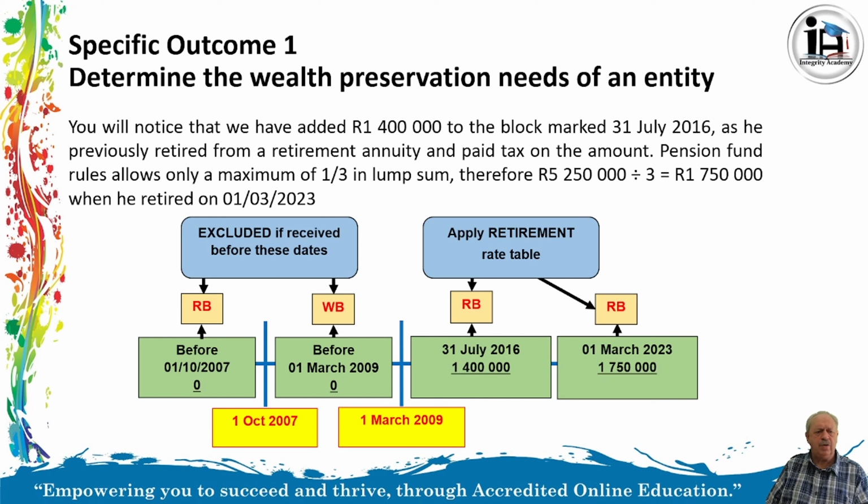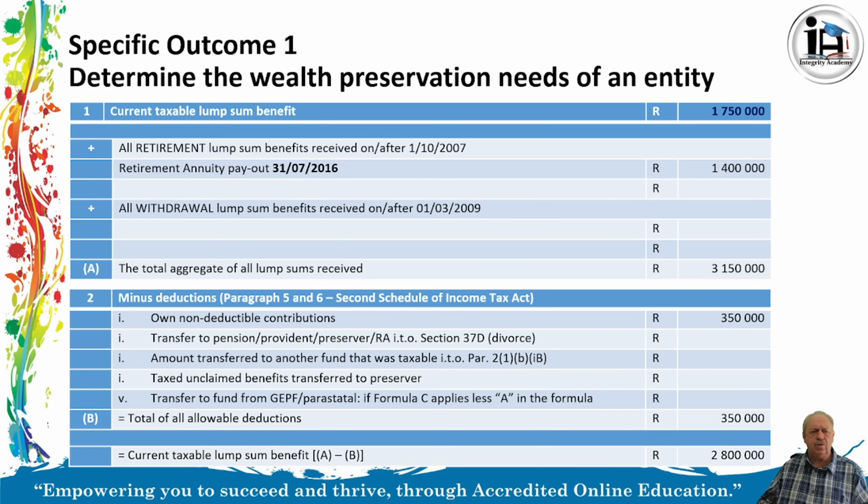So those were both retirement benefits, 1.4 million in 2016 and now 1.750 million on the 1st of March 2023. Now, we developed a calculation sheet for you at Integrity Academy to make it easy to follow the process and make sure that you do the calculation correctly.